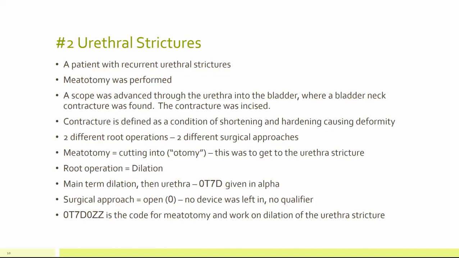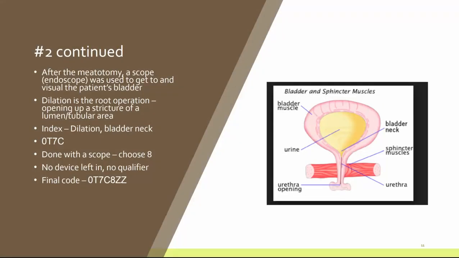Therefore, our surgical approach is open. No device was left in this patient. They're trying to open up their anatomy. They're not going to leave anything in there. The patient's having a stricture or a contraction of their anatomy. No device was left in, no qualifier. Our final code for the work on the urethra, which was noted as a meatotomy, is 0T7D0ZZ. Then we also have to code the use of the scope.